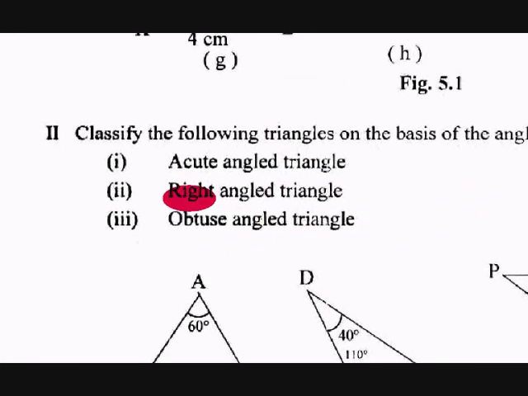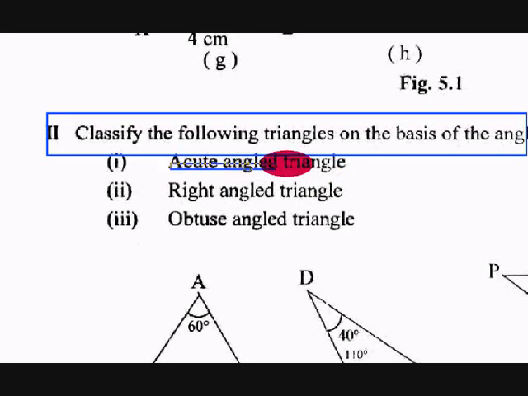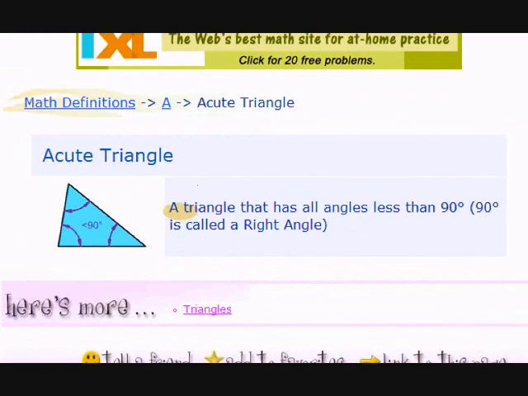Second thing, we are going to classify the triangles based on their angles. What are the types of classification? We have acute angled triangle, right angled triangle, and obtuse angled triangle. Let us find out what they are. Step 1. What is an acute angled triangle? A triangle that has all angles less than 90 degrees.